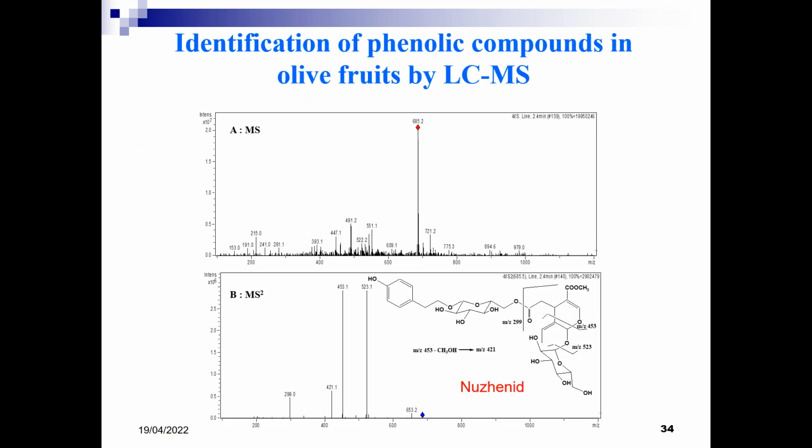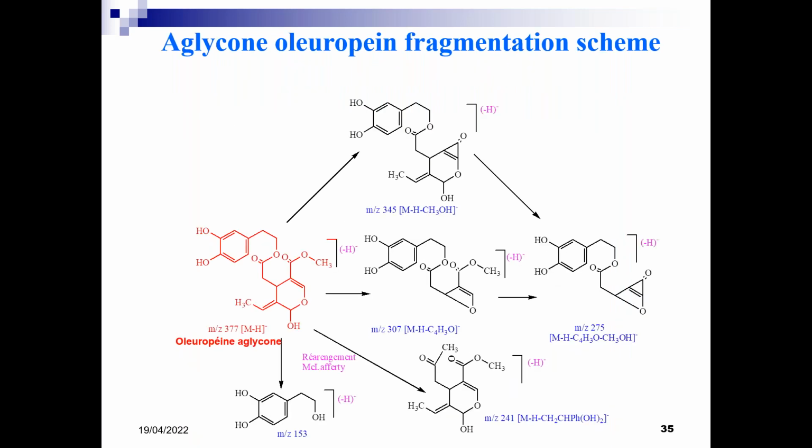And here an example of nuzhenide. It's a phenolic compound identified from olive fruit. You can see by LCMS the mass is about 685, and by MS2 it was very easy to identify this compound. And the aglycon was giving the fragmentation chain which confirms this structure, as you see in this slide.